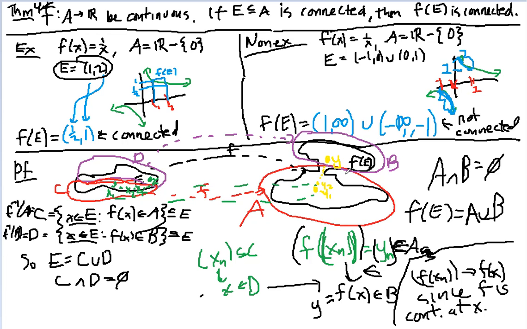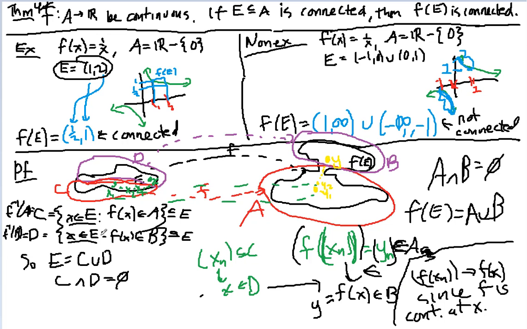I just take f of E, split it into two disjoint parts, and I need to find a sequence that lies entirely within one but converges to something in the other. And the way I get that is I map back to E and split that up into the two corresponding parts, the pre-images we call them. Find a sequence that lives entirely within one but converges to something in the other. Now I map that sequence and that limit back, and I get f of x_n lives entirely within A, but f of x lives entirely within B.